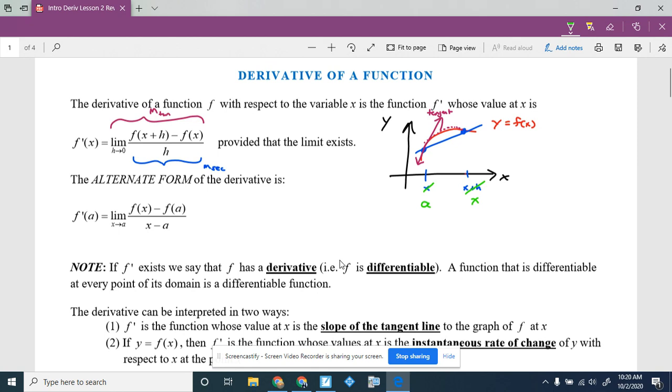A couple of notes before we start rocking through some problems. Note, if f prime exists, we say that f has a derivative, or that it's differentiable. So if we tell you that a function is differentiable, that means you're able to find a derivative for it.